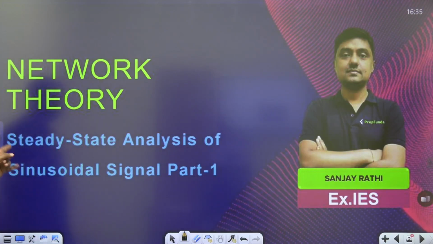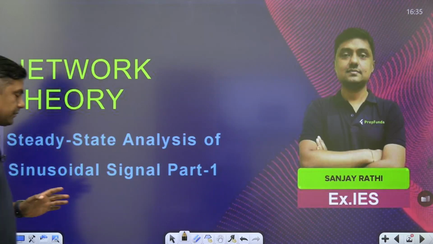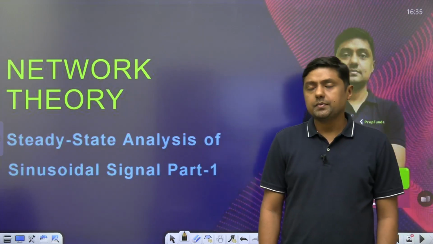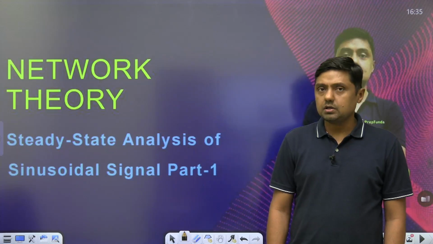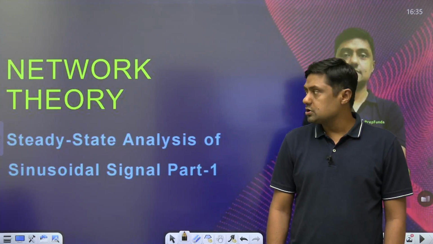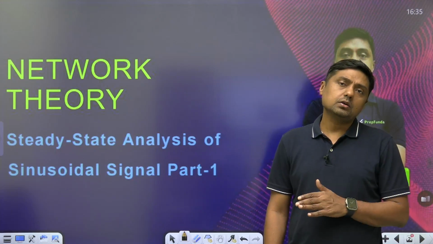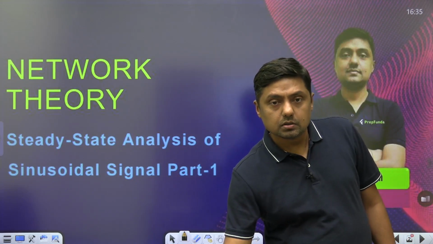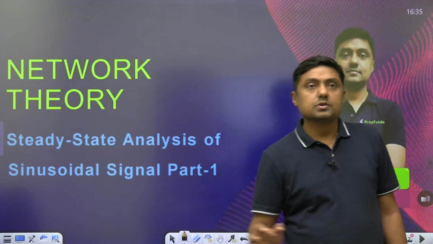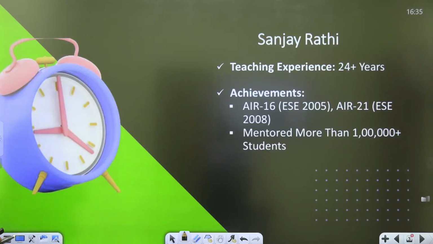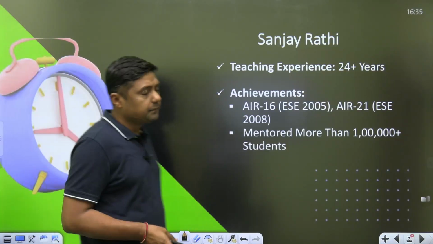Network theory, steady state analysis of sinusoidal signal part 1. So we have learned about complex power, power factor and complex numbers, what the rectangular form is, what the polar form is, what the uses of these are, and how to convert the time domain to the frequency domain. So this is the steady state analysis of sinusoidal signal part 1.